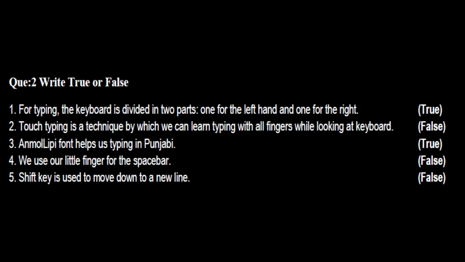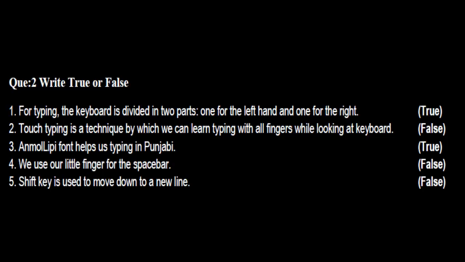Fourth one: we use our little finger for the space bar. Not the little finger, we are using the thumb for the space bar. So this statement is false. Fifth and last one: shift key is used to move down a new line. Also false. For a new line, we use the enter key. With the help of the enter key, we can make a new line, not with the help of the shift key.